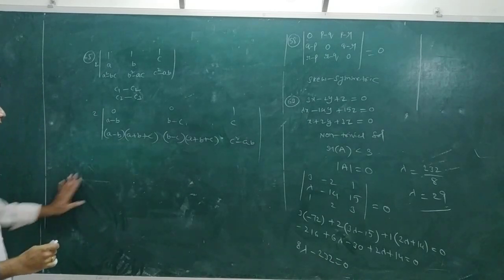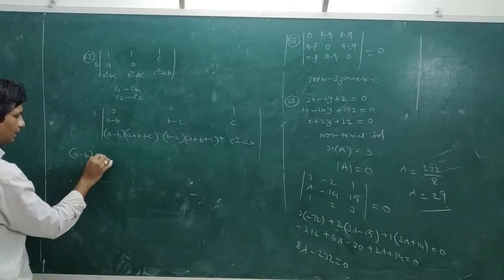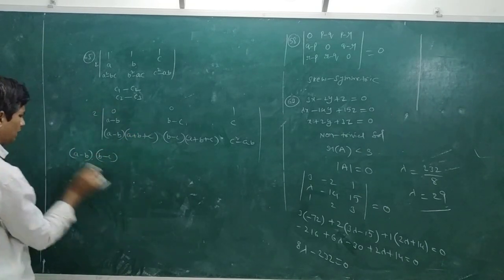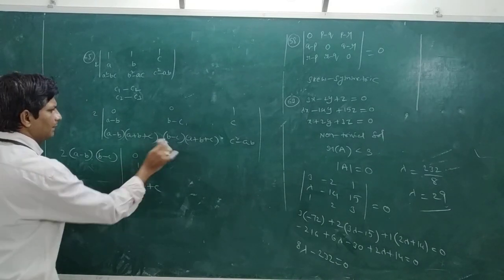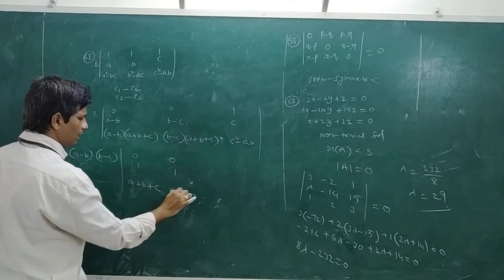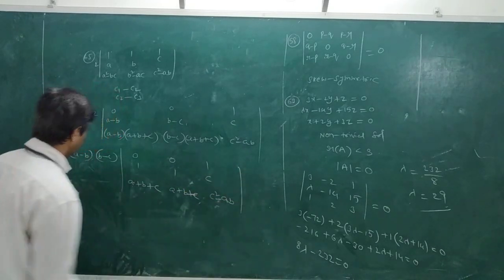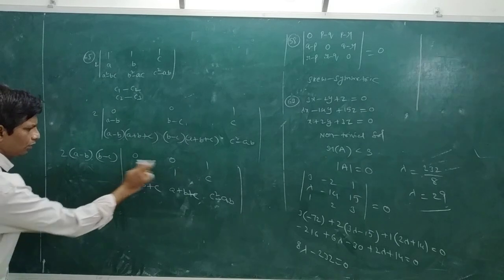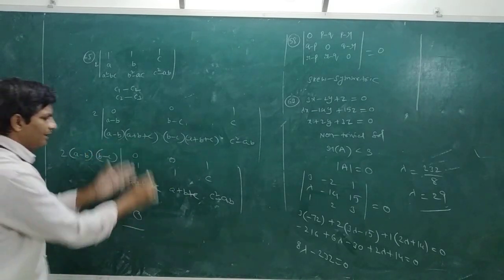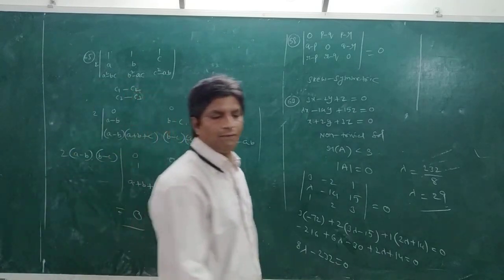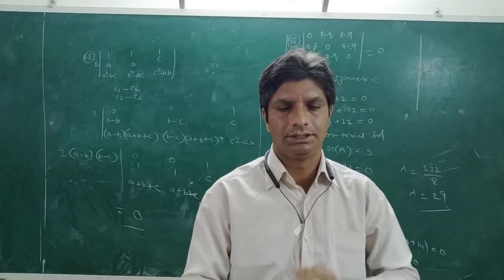Otherwise, we will take common factors. Take A minus B from the first column. Take B minus C from the second column. How much will you get? 2 is already there. 0, 1, A plus B plus C. This is 0, 1, A plus B plus C. 1, C square minus AB. Now expand. Expanding this, 1 into the answer is 0 because the first column and second column are equal. Whenever 2 rows or 2 columns are equal, the determinant value is 0. That's all.